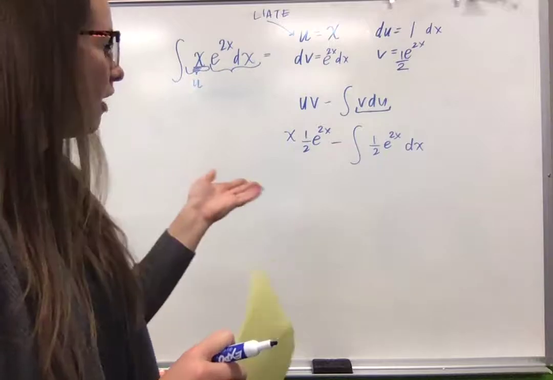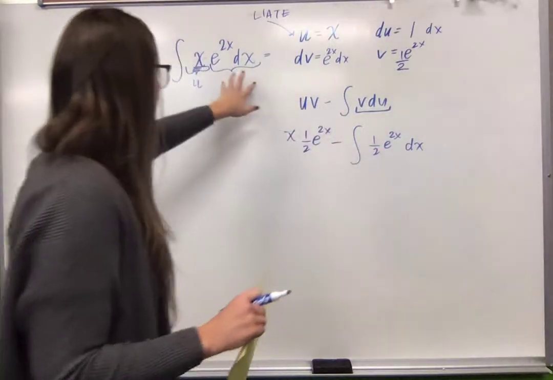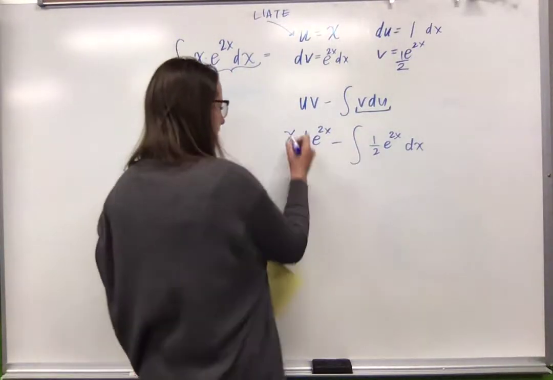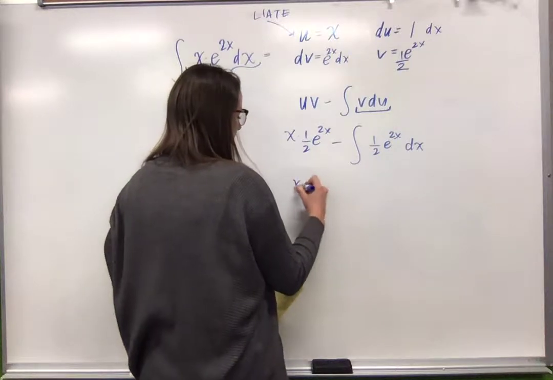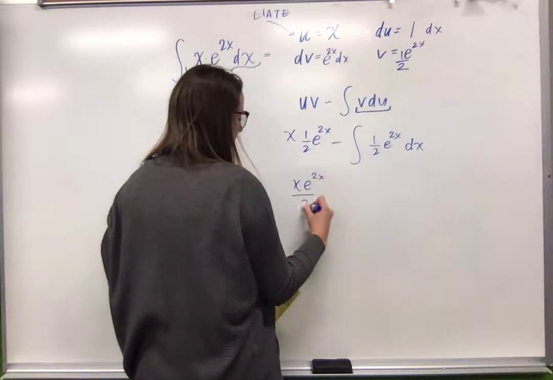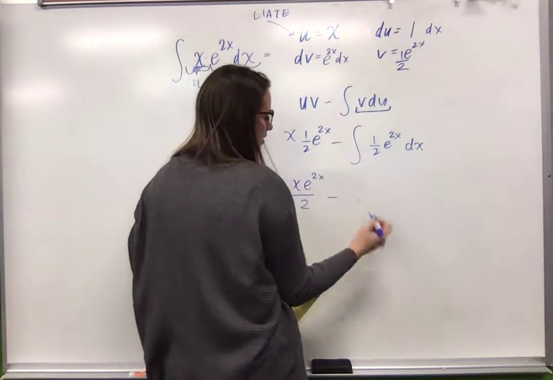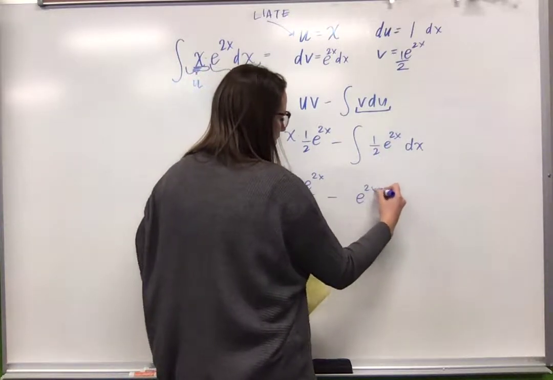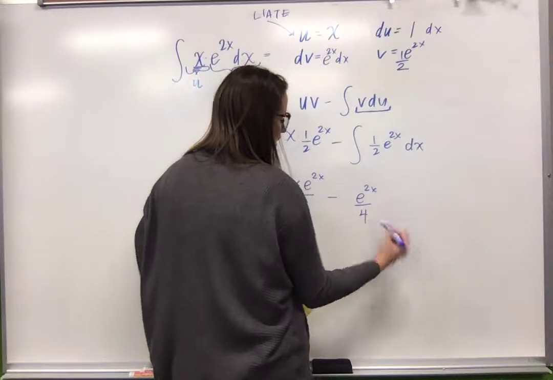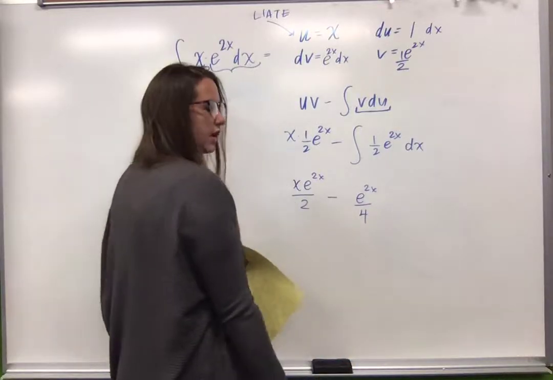Fabulous. So now this is much easier to integrate than it originally was. So this thing becomes x e to the 2x over 2. I'm just simplifying that. Minus the integral of 1/2 e to the 2x is e to the 2x over 4. See how I got that?